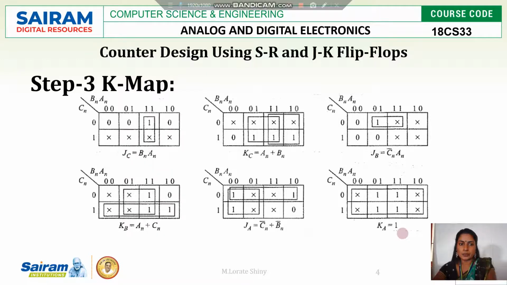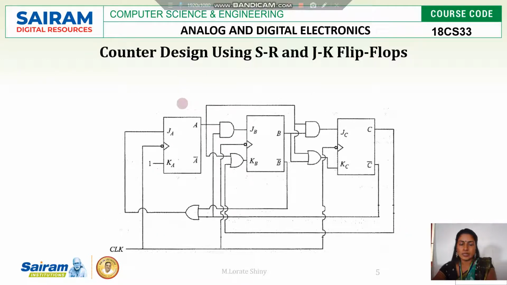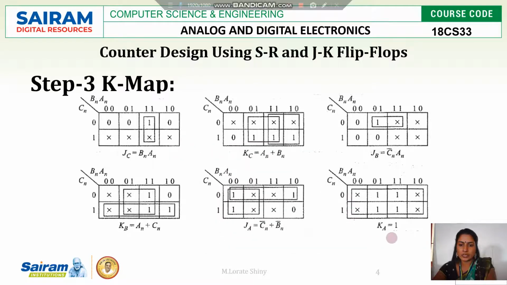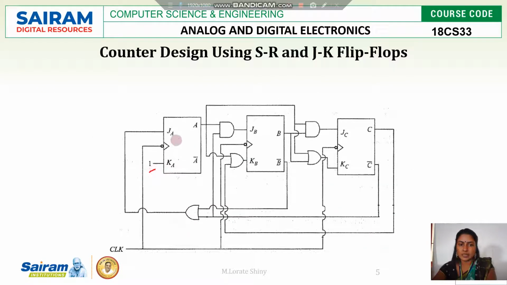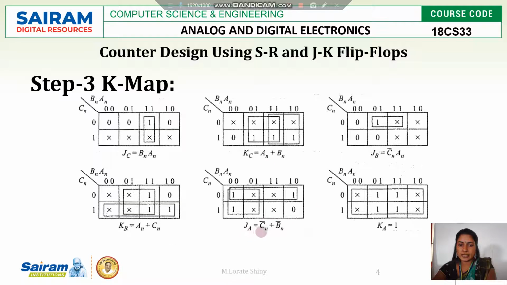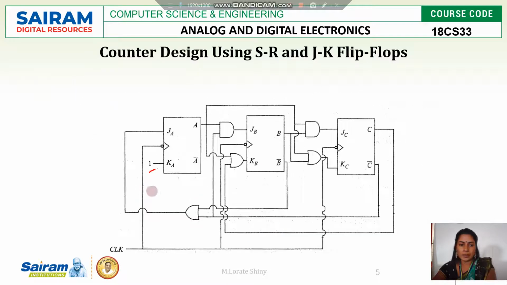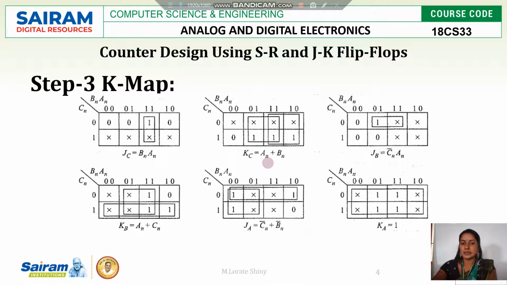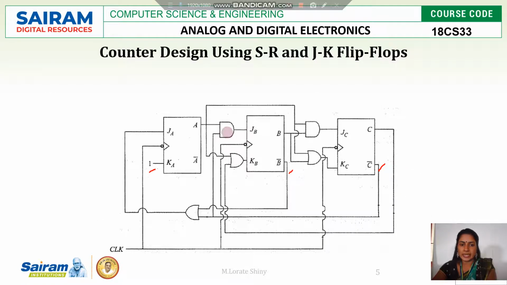Now we will move to counter implementation. 3 flip-flops are connected: C, B, A. KA input is 1. Then JA is CN bar or BN bar, so I am using an OR gate, with inputs taken from BN bar and CN bar. Then JB is CN bar and AN, so I have to use one AND gate. AND gate is used here.